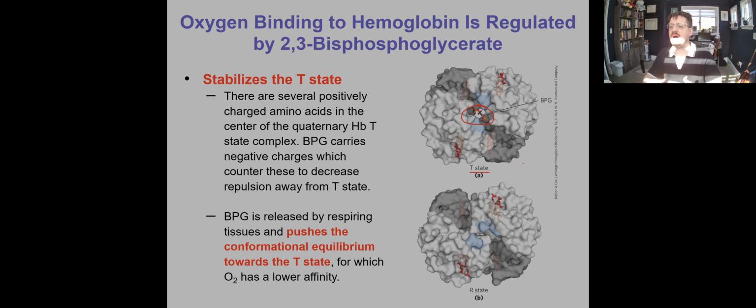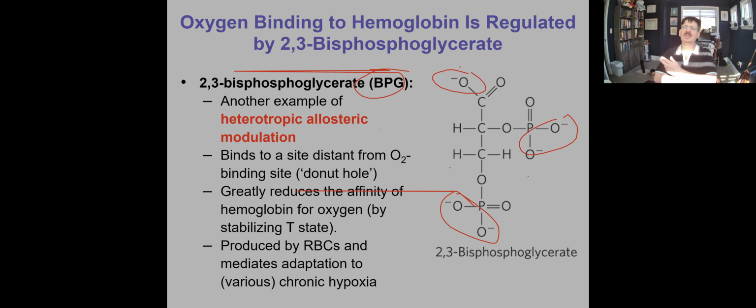So whereas a higher concentration of BPG is going to push things towards the T state, a lower concentration of BPG is going to push things towards the R state. Because it stabilizes the T state, because there are positive charges in here on the protein, and the negative charges of BPG help to stabilize that, pushing the equilibrium towards the T state. BPG is not something that is released by rapidly respiring tissues that require more oxygen to be dropped off. As the concentration of BPG increases, the T state increases, and thus more oxygen gets dropped off. But this isn't something that's released by the tissues to signal, hey, drop off oxygen here.